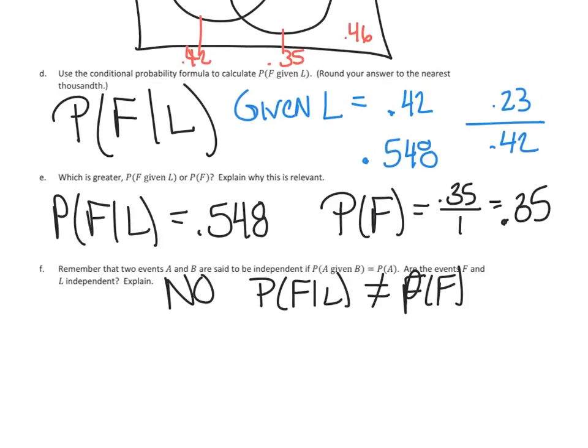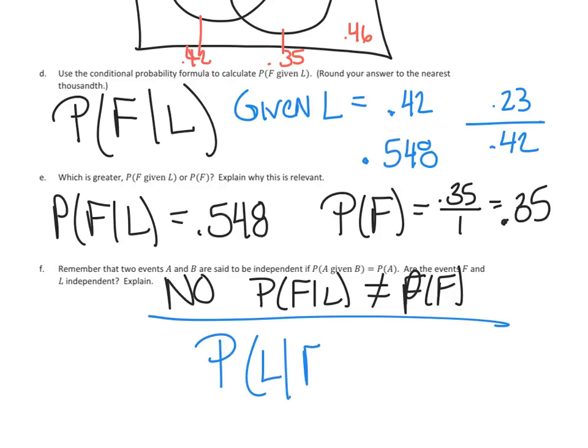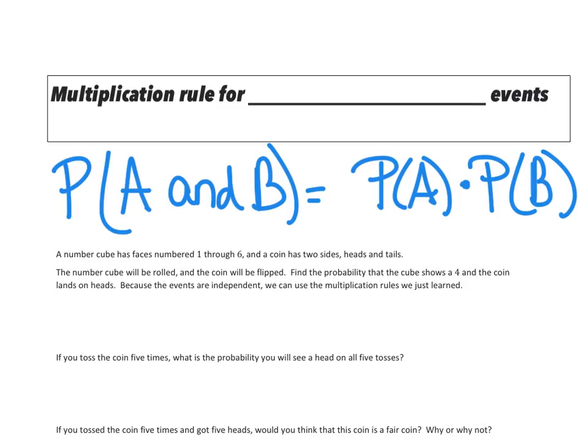Now remember, you could have gone about this another way. That was only one option. You could have said the probability of L given F and shown that it either does or does not equal the probability of just L. But either way, we talked about independence 2 days ago. Remember, this probability needs to be the exact same.